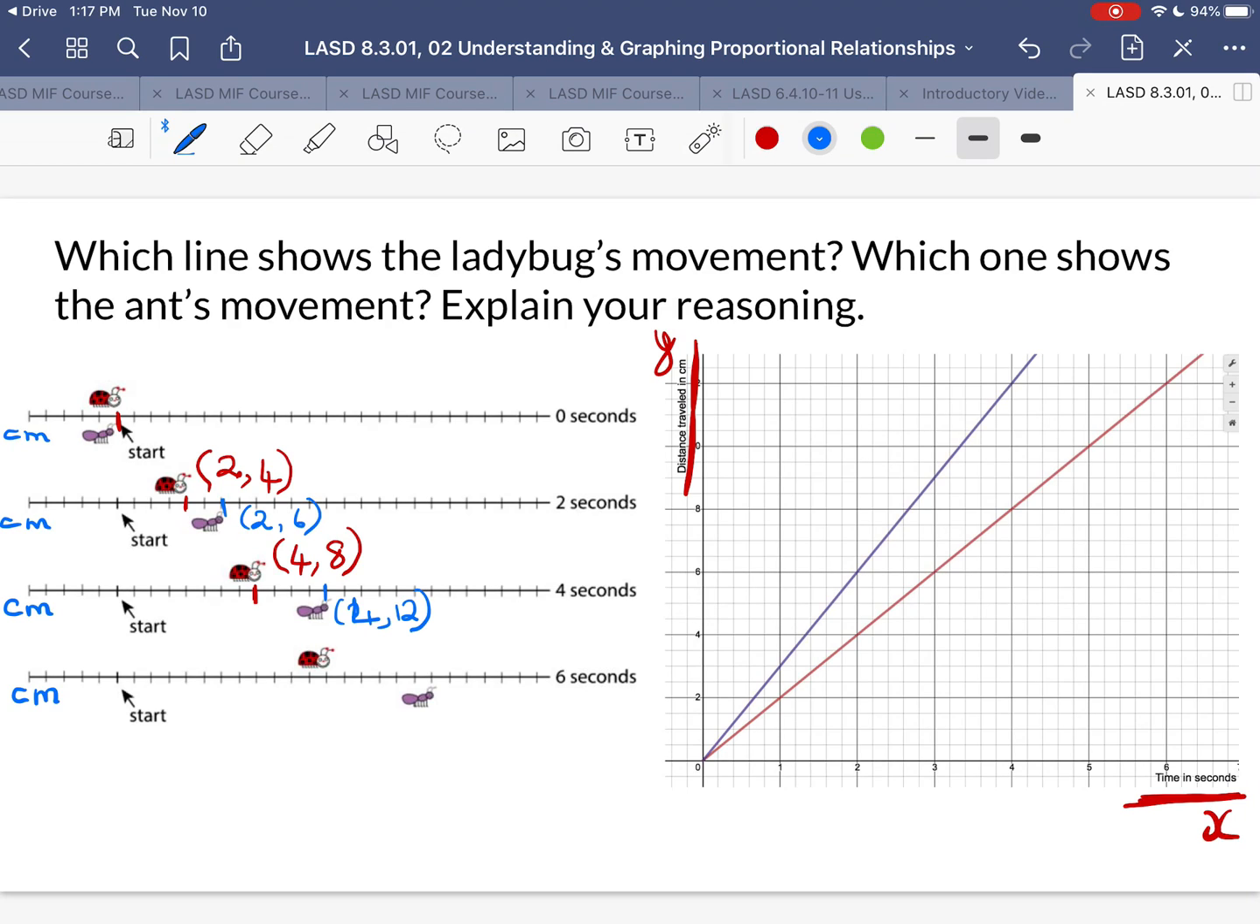We have the ladybug at 2 seconds has travelled 4 centimetres. So if we go up from 2 here, we'd see we're here. And if we look for further confirmation, at 4 seconds, you can see here the ladybug has travelled 8 centimetres. So the red line here represents the ladybug.